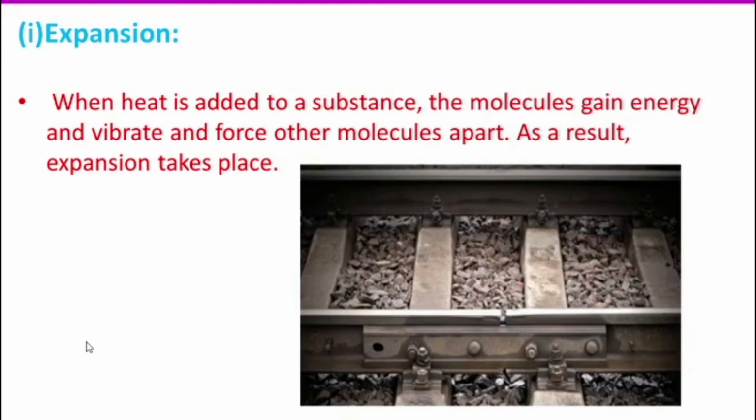See the diagram. You would have seen some space being left in a railway track. It is because during summer time, more heat causes expansion in the track. So expansion is greater for liquids than solids, and it is maximum in gases.